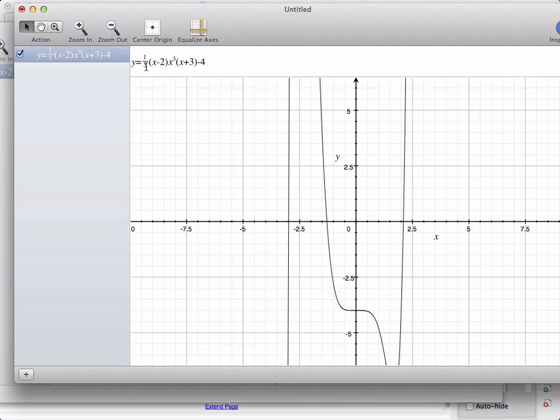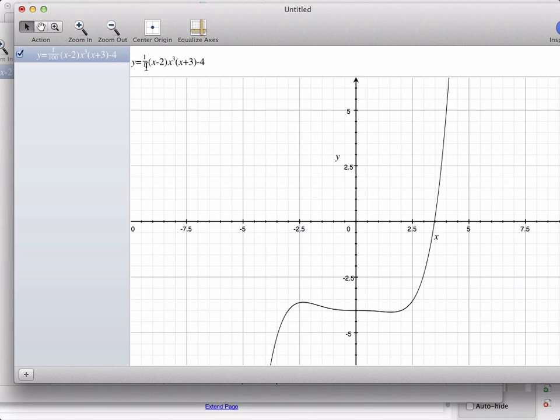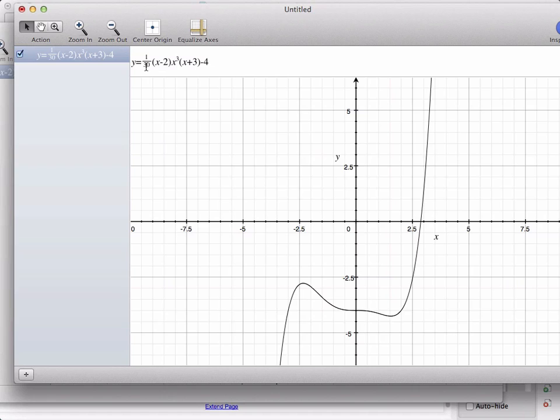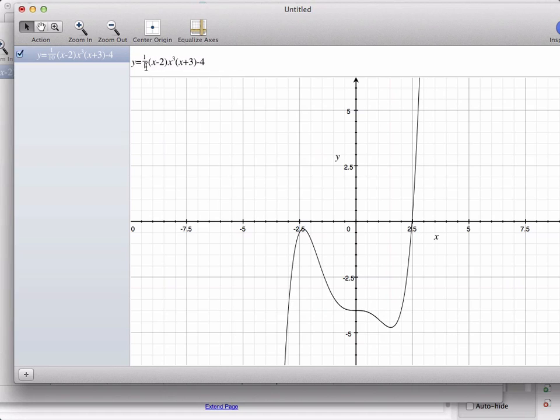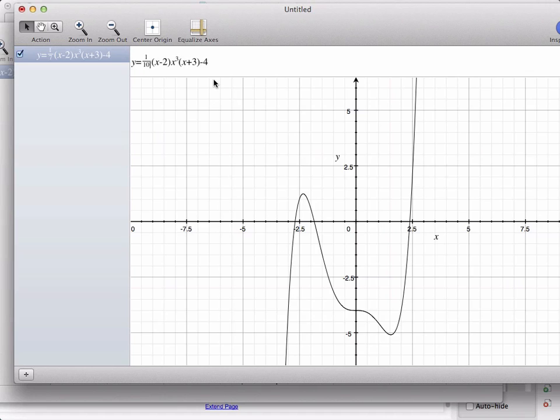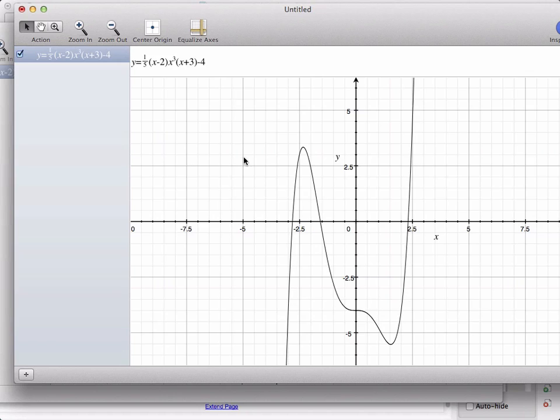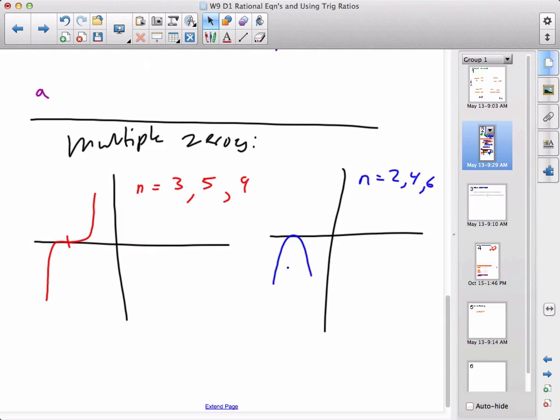Maybe you can make this 1 over a bigger number, like 100. Well, that flattens it too much. How about 1 over 30? Too much still. 10. Closer. 7. Now I give up. Okay, you guys get the idea. And it can't be 1, because whenever n equals 1, it's just passing through linear. It's linear.